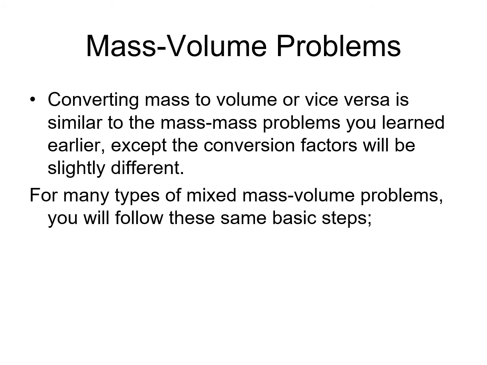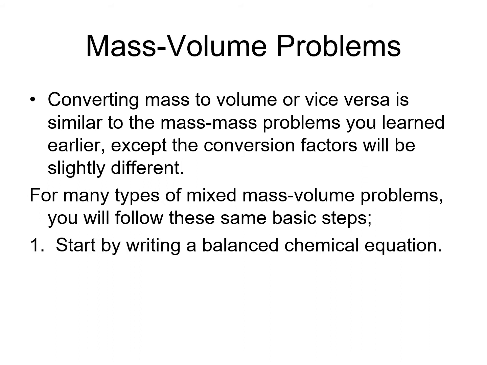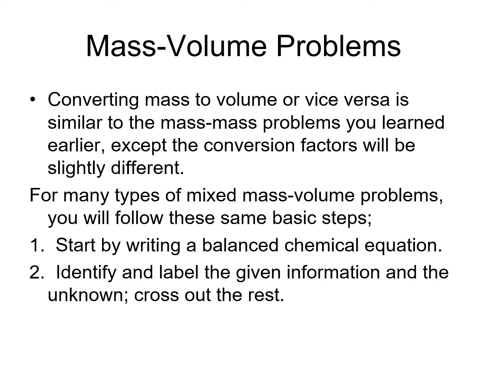Converting from mass to volume or vice versa is very similar to mass-to-mass, as I said earlier. So you follow the same basic steps. After you get a balanced chemical equation, please label it. Identify what you're given, label what you want to find, and cross out the other substances so you do not focus on them. You don't accidentally start looking up their molar mass when it's in fact not needed.